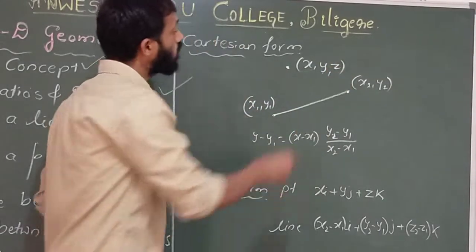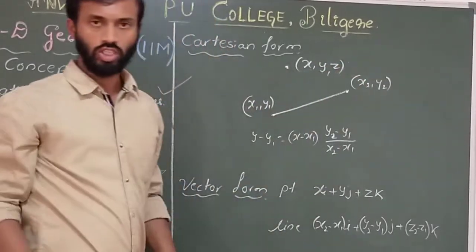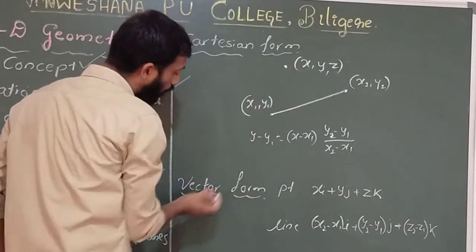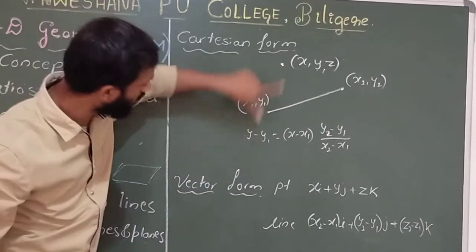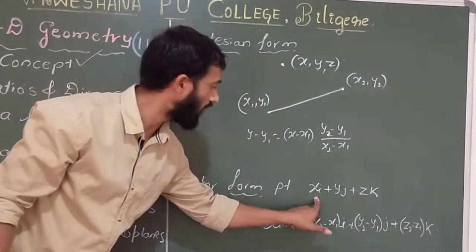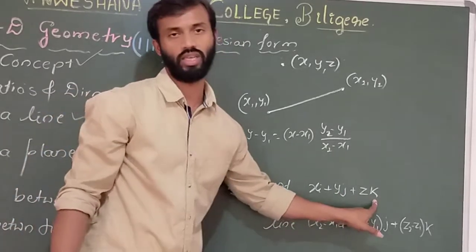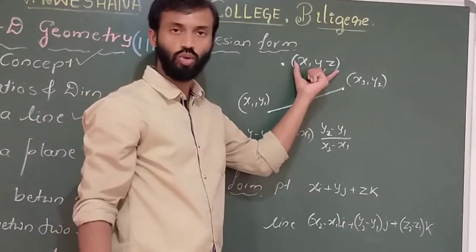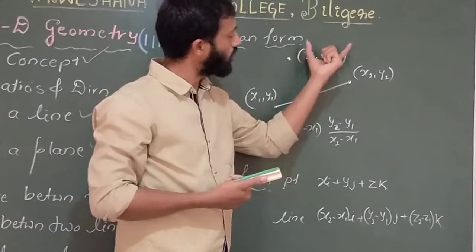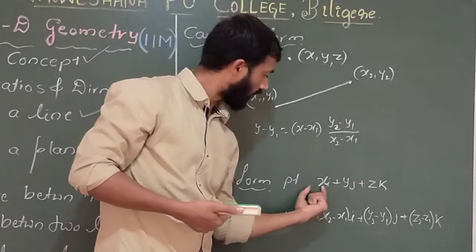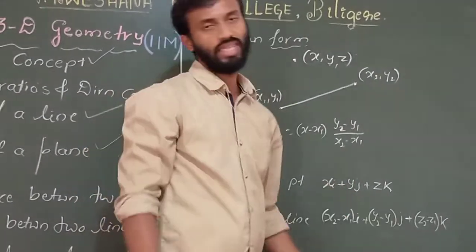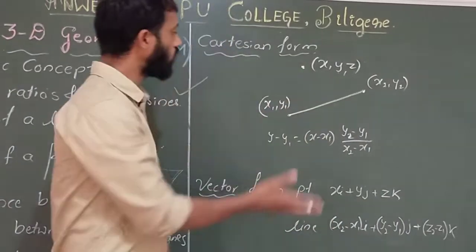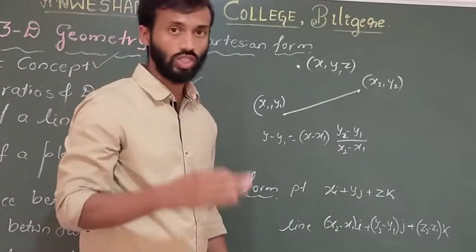Next, suppose you want to represent the same point in the vector form. The same point in the vector form will be xi plus yj plus zk. When it is x, y, z in the Cartesian form, if I take it into the vector form, it comes like xi plus yj plus zk. Now let's move to the equation of a line which you studied last year.